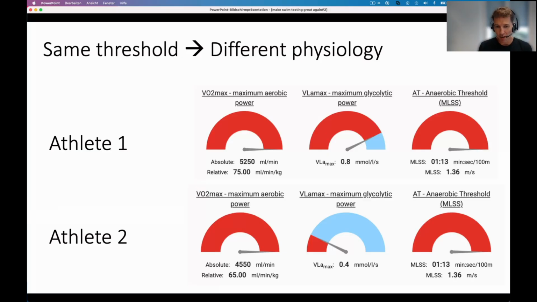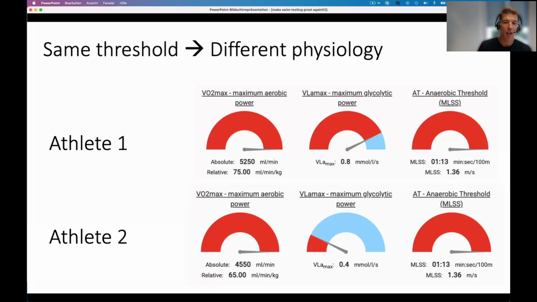The point is that the metabolic makeup of those 2 athletes, still having the same threshold, can be vastly different. You can see here, athlete number 1 has a higher VO₂max, a higher aerobic capacity, aerobic power, and a higher anaerobic power, VLamax. And athlete number 2 is lower on both ends. I'm going to explain in a bit why this can and will result in the same threshold value, basically the same lactate values at the same speed.